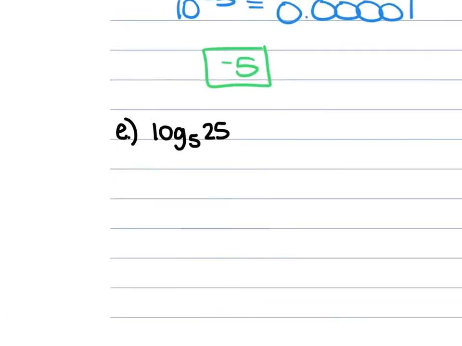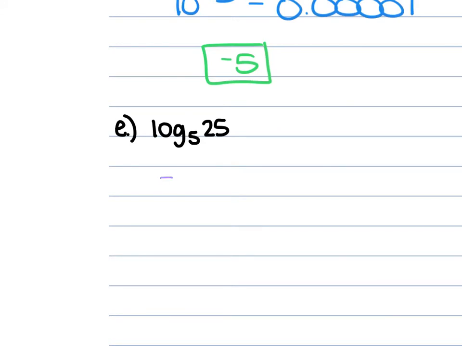For e, we have log base 5 of 25. So this is asking you, 5 to what power is 25? Well, 5 squared is 25. So our exponent there is the 2. Our answer is 2.